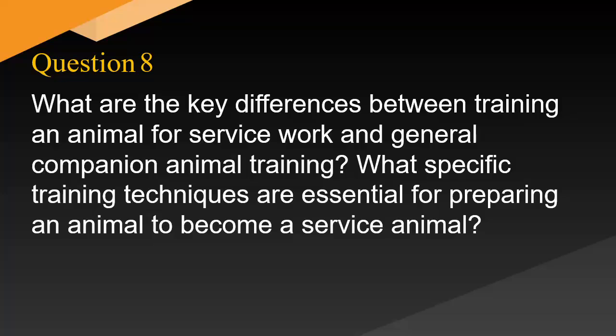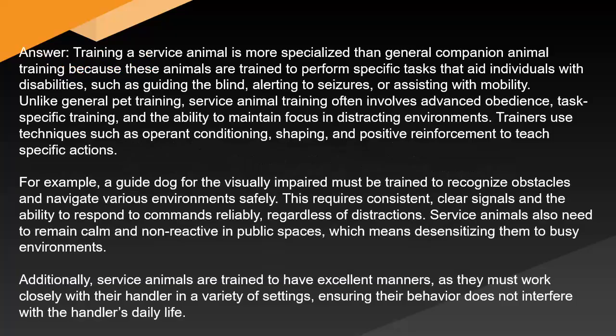What are the key differences between training an animal for service work and general companion animal training? What specific training techniques are essential for preparing an animal to become a service animal? Answer: Training a service animal is more specialized than general companion animal training because these animals are trained to perform specific tasks that aid individuals with disabilities, such as guiding the blind, alerting to seizures, or assisting with mobility. Unlike general pet training, service animal training often involves advanced obedience, task-specific training, and the ability to maintain focus in distracting environments. Trainers use techniques such as operant conditioning, shaping, and positive reinforcement to teach specific actions.